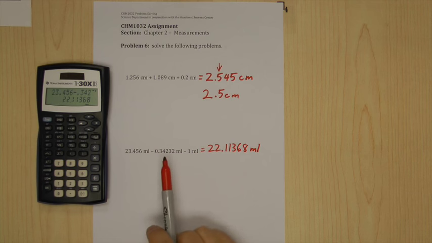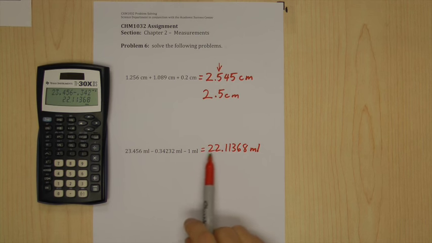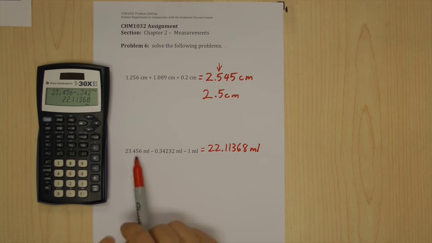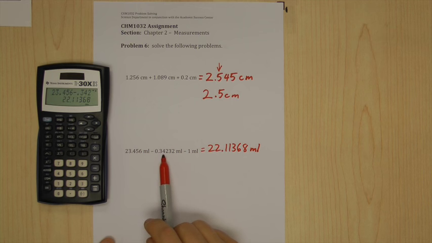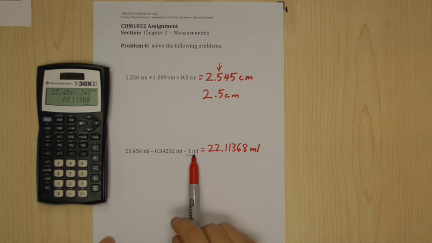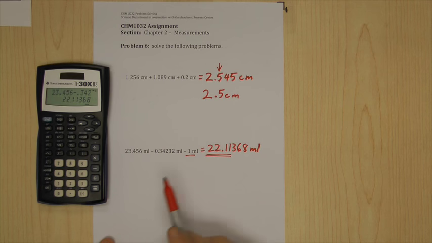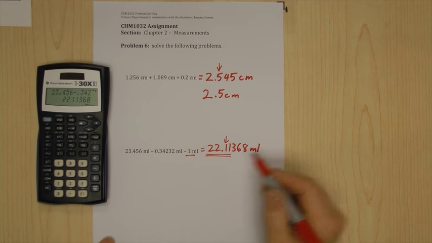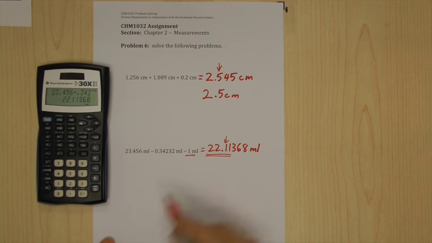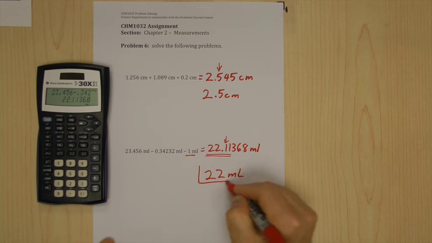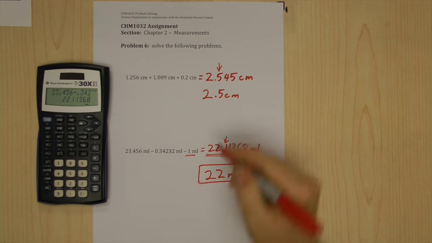Now, we have to round this properly. Again, the rules for addition and subtraction say our answer has to reflect the number of decimal places in the measurement with the least number of decimal places. Here we have 3 decimal points, here we have 5, and here we don't have any. So because this measurement doesn't have any decimal places, our final answer can't have any either. So this decimal point and all the ones behind it are going to go away. The final answer is 22 milliliters. And I like to put squares around my final answers.